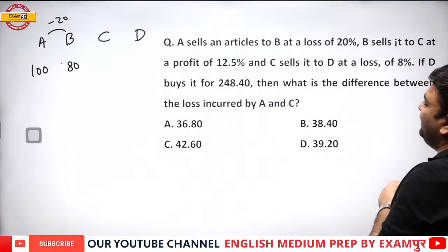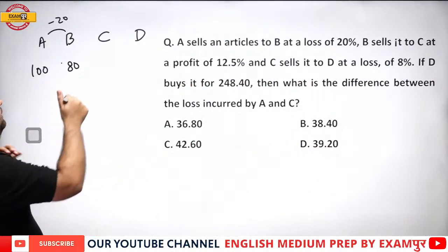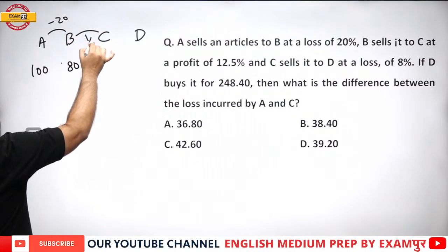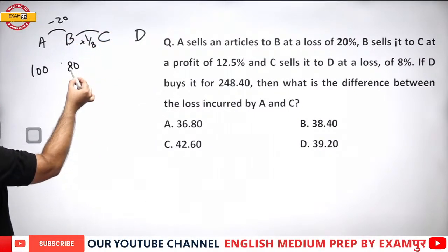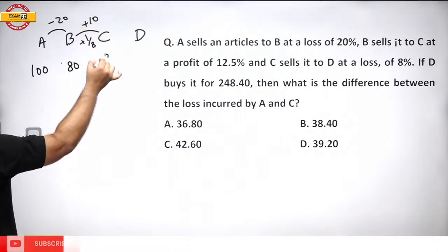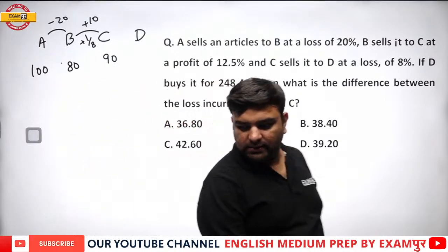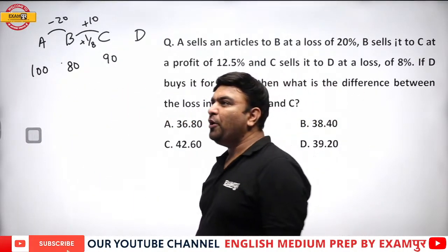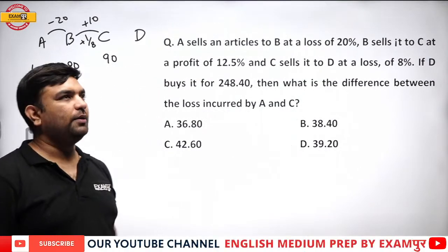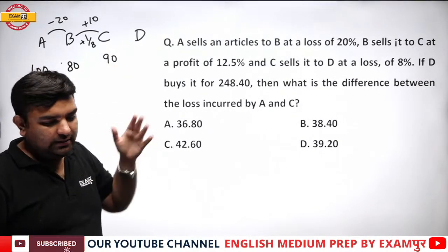B sells it to C at a profit of 12.5%. Now, 12.5% is 1 by 8. So 1 by 8 of 80 is 10 rupees profit. So 90. So B got a profit of 10 because 1 by 8 of 80 is 10.